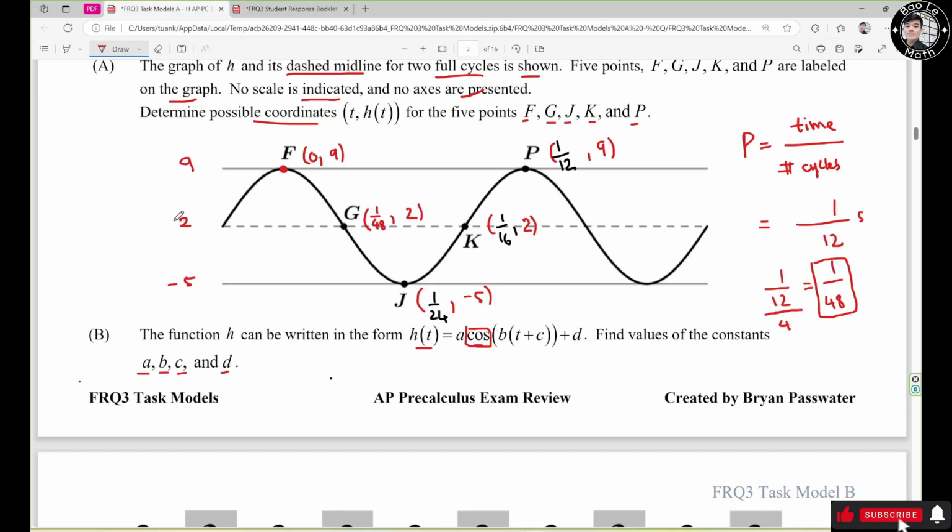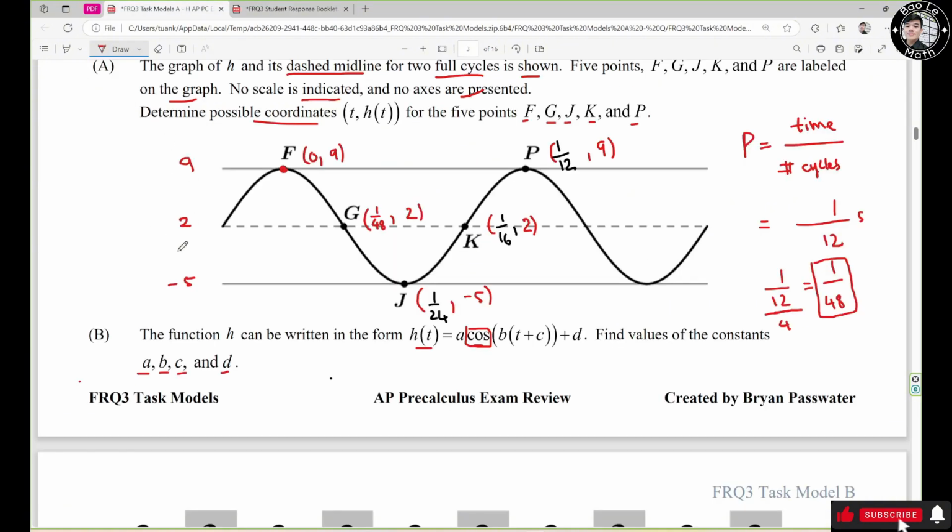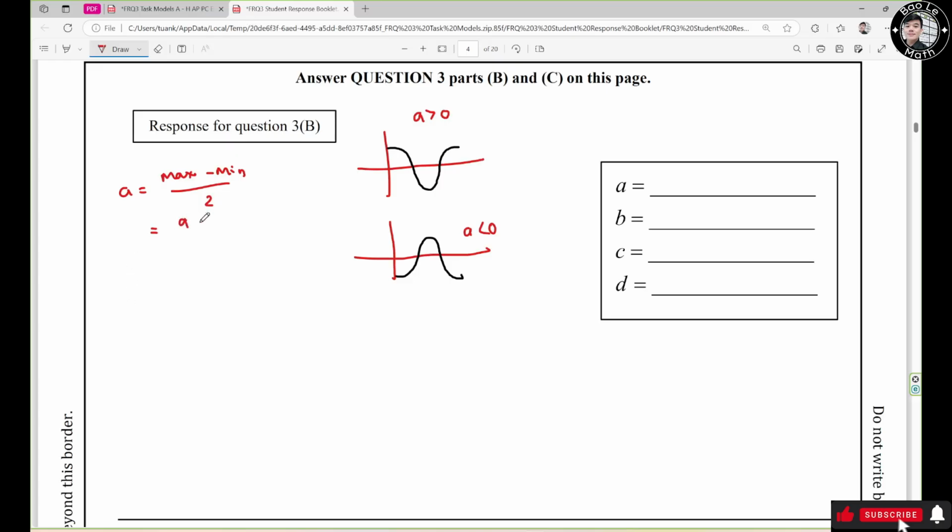Alright, go back over here. We need to solve for A, B, C, and D. So calculate A. A is going to be maximum subtract minimum divided by 2. So maximum equals 9, minimum is -5. So 9 subtract -5 divided by 2 is going to be 7. Now you need to find the midline. Midline equals maximum plus minimum divided by 2. So it's going to be 9 minus 5 divided by 2. It's going to be 2.